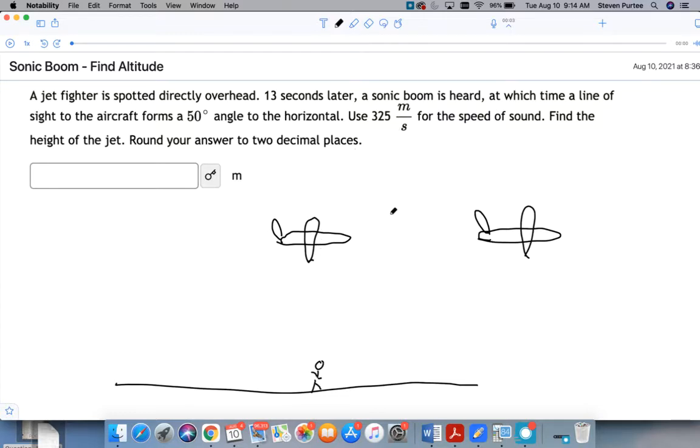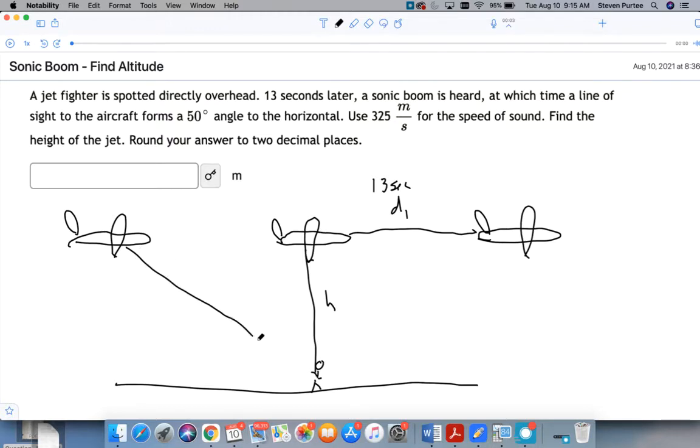Okay, so what we've got to keep in mind is it takes 13 seconds to make this distance right here. Let's call this distance d1. Let's call the height here h. What's important to remember in these problems is the sonic boom is not coming from the plane directly down here. The plane was way back here before we even saw it. The plane traveled this distance in the time it took for the sound to travel this distance.